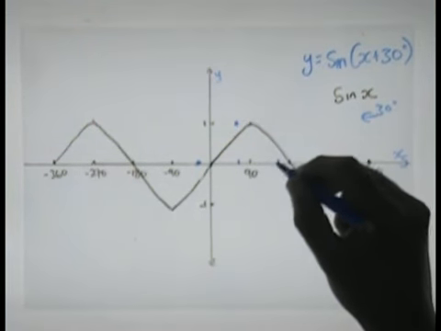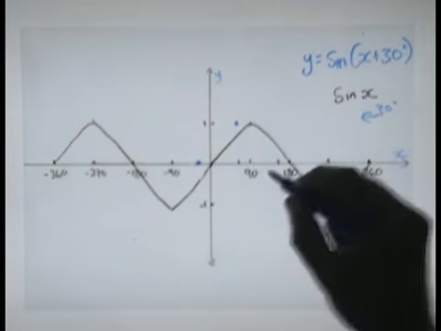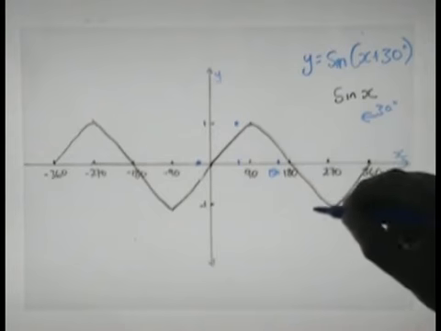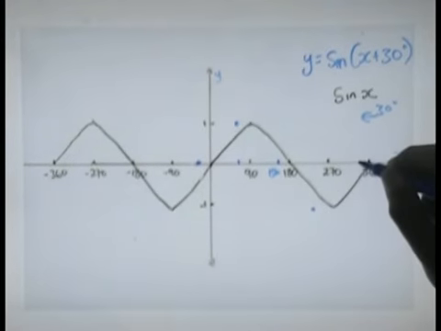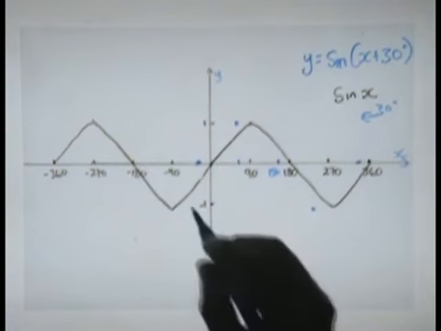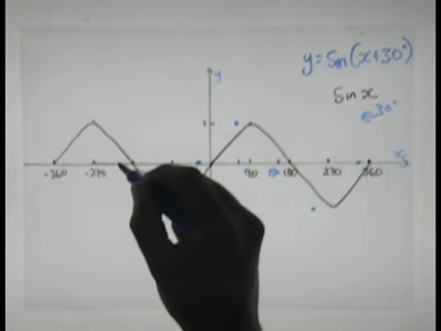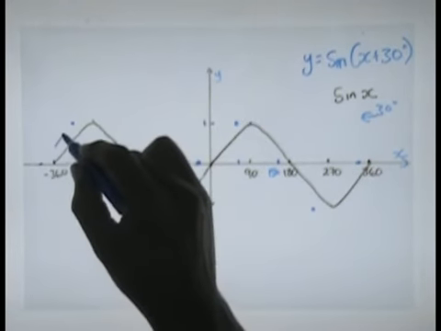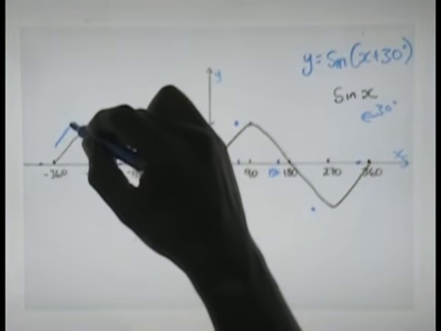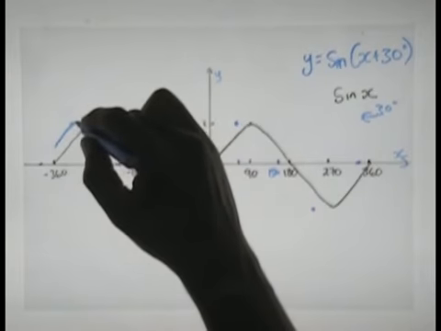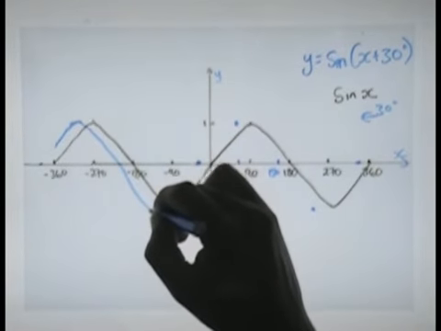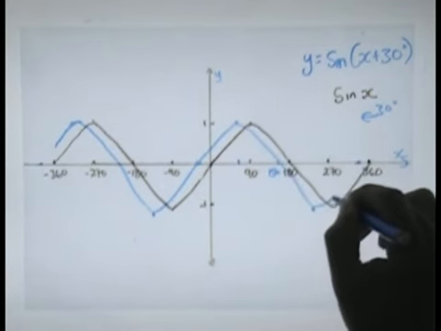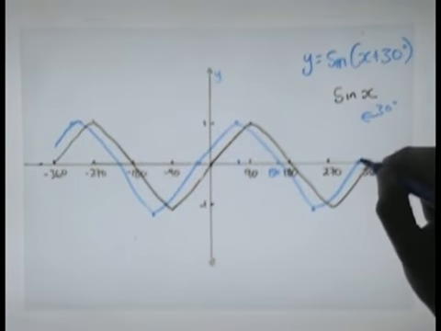180 degrees is going to be moved up as well. 150 degrees plus 30 is 180. Sine of 180 is 0. So do you notice that every point on this graph has moved 30 degrees to the left? That's where it peaks, 30 degrees. And the whole graph has just moved 30 degrees to the left. That's sine of x plus 30 degrees.